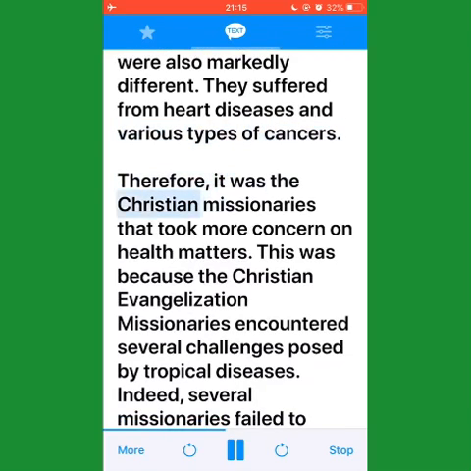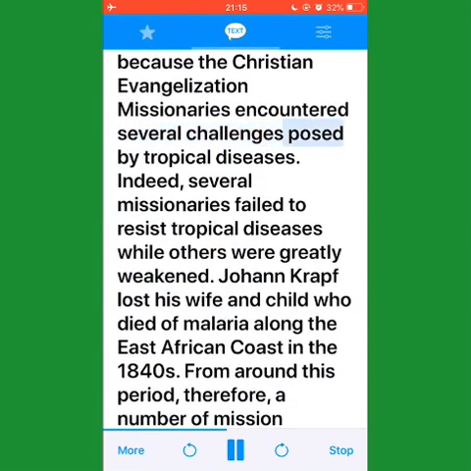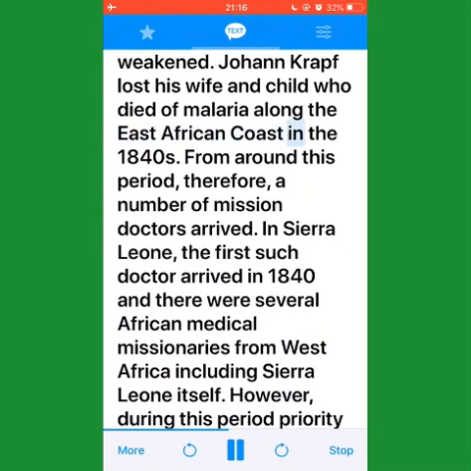Therefore, it was the Christian missionaries that took more concern on health matters. This was because the Christian evangelization missionaries encountered several challenges posed by tropical diseases. Indeed, several missionaries failed to resist tropical diseases while others were greatly weakened. Johann Krapf lost his wife and child who died of malaria along the East African coast in the 1840s. From around this period, therefore, a number of mission doctors arrived.